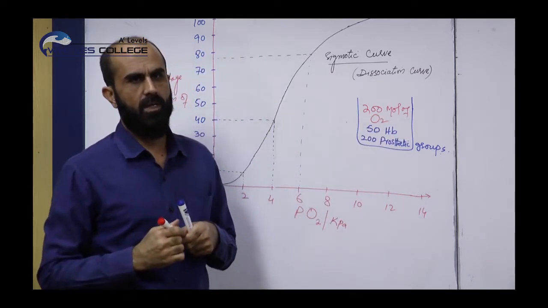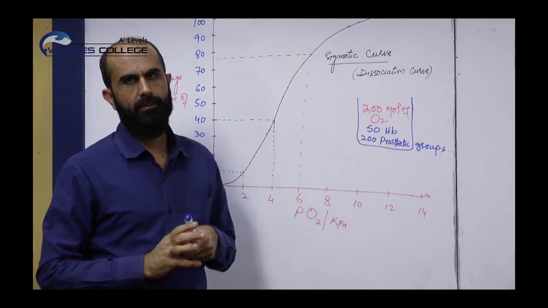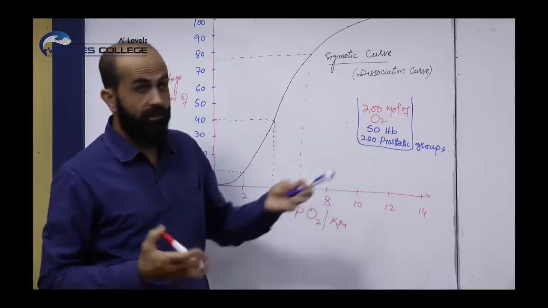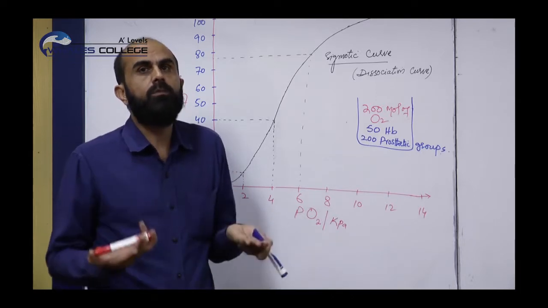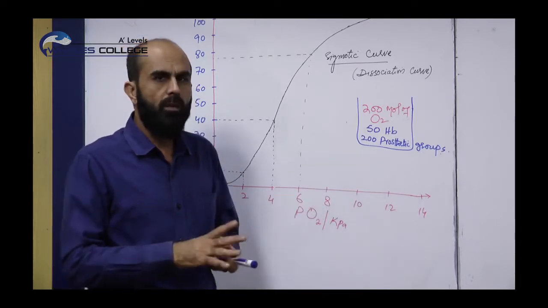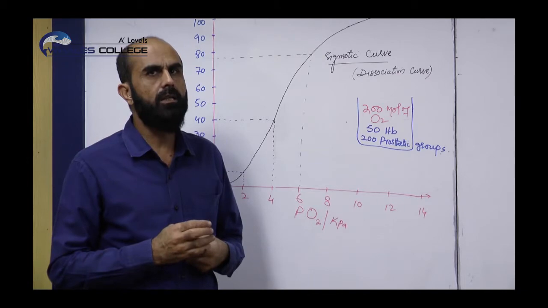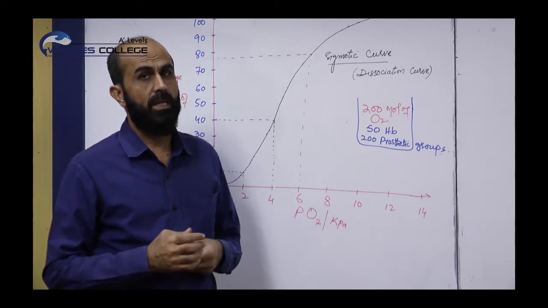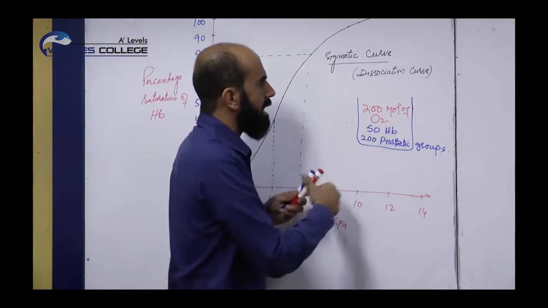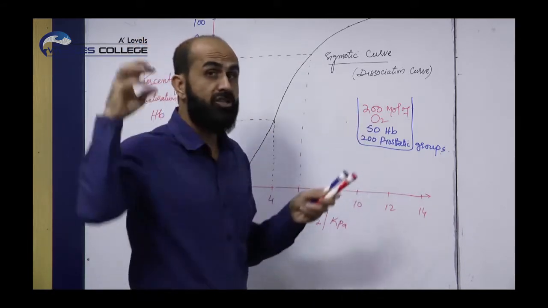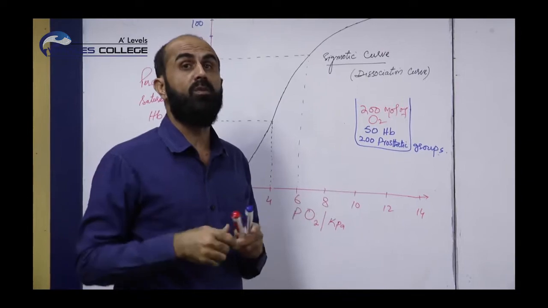So what does our sense think? We say, if there are 200 molecules of oxygen and hemoglobin also has the ability to pick up 200 molecules, it should be immediately picked up, all these molecules, by the hemoglobin, isn't it? But that is not the case. It will depend on the partial pressure of oxygen, not on the number of molecules.